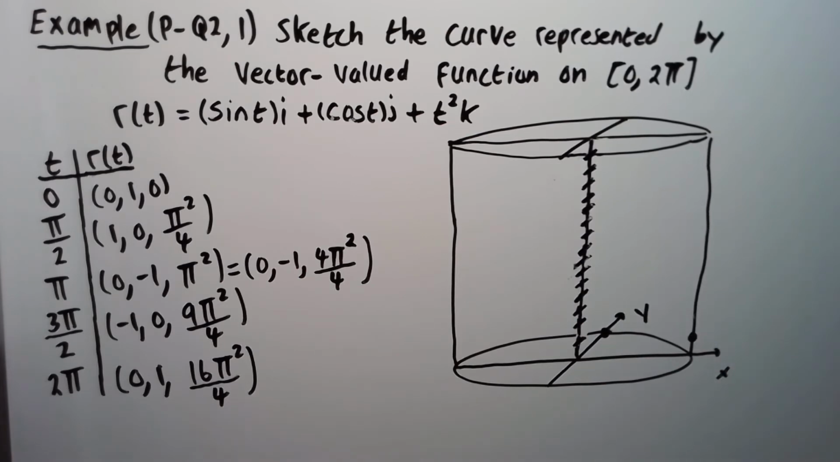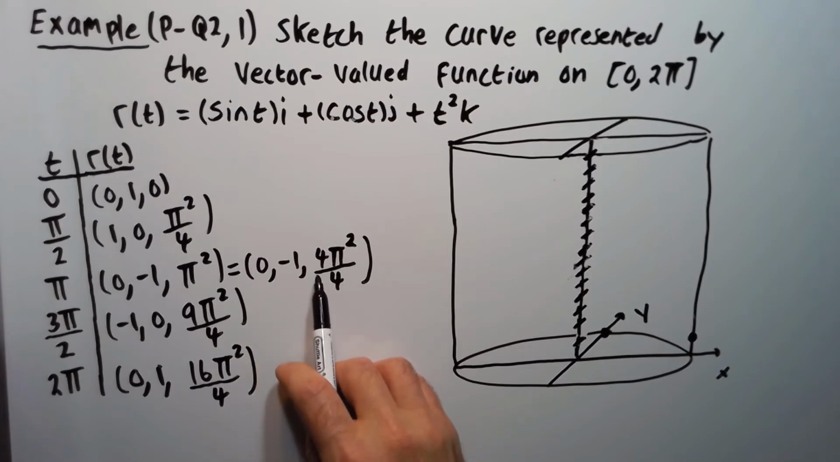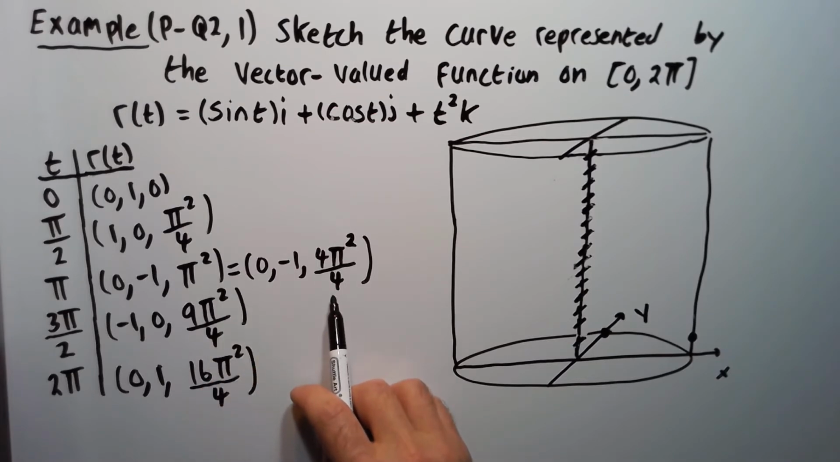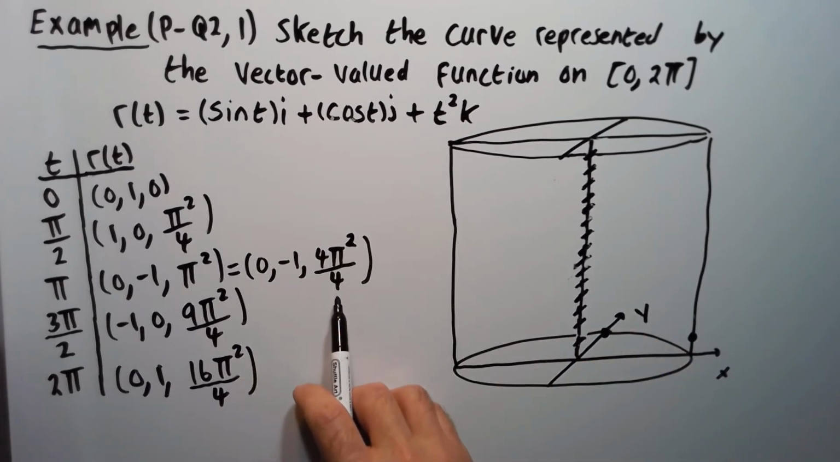Okay, let's next do 0, minus 1, and I'm writing pi squared as 4 pi squared over 4 just so I can fit it on here better. So 0, minus 1, 4 pi squared over 4, let me graph that.